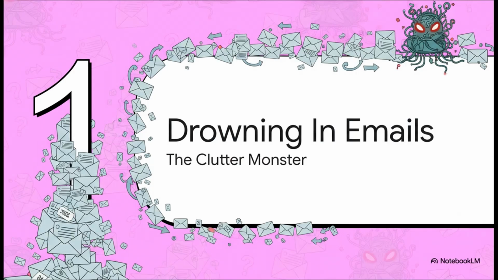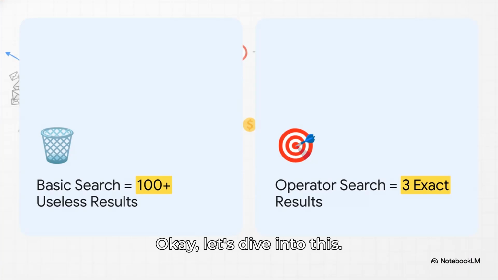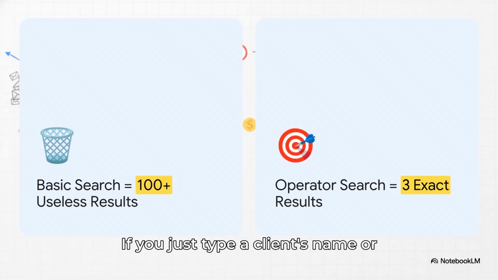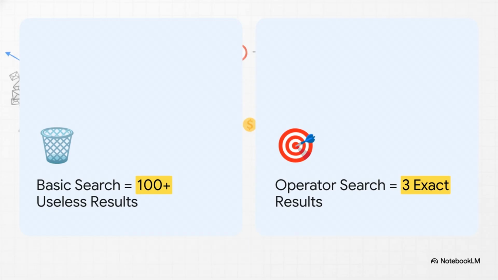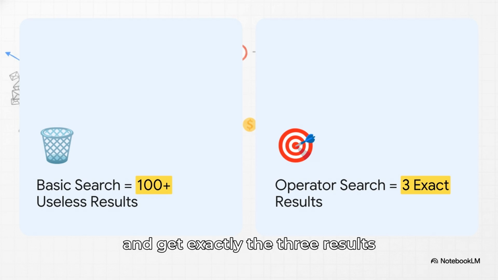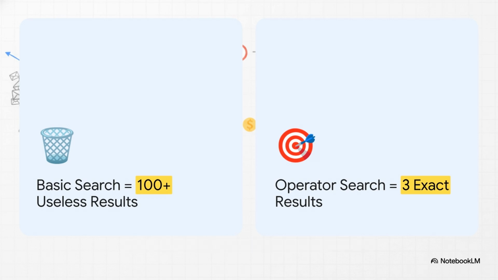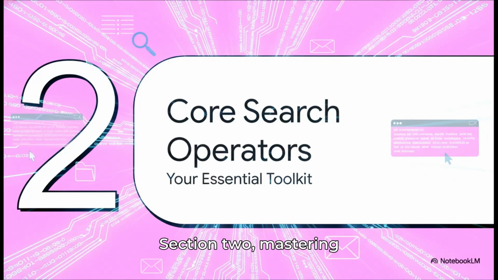Section 1. Drowning in support emails, the inbox clutter monster. Okay, let's dive into this. We all know the pain of this monster. If you just type a client's name or the word error into the search bar, you're practically begging Gmail to drown you in noise. You get a basic search with what? 100 useless results spanning back 5 years? It's a total nightmare. But by using what we call a search operator, you cut straight through all that noise and get exactly the 3 results you actually need. It's all about precision.